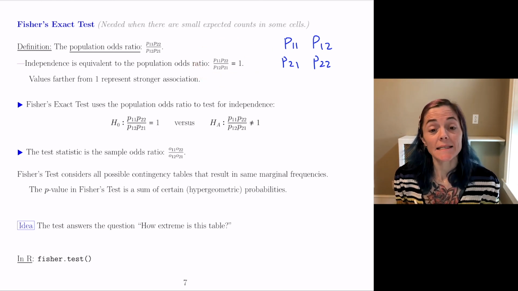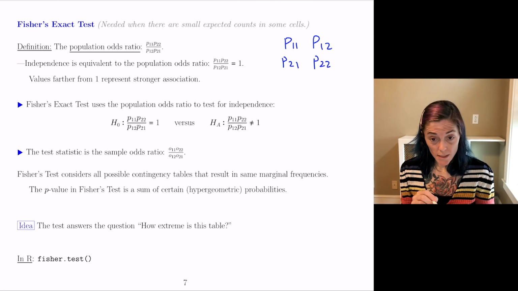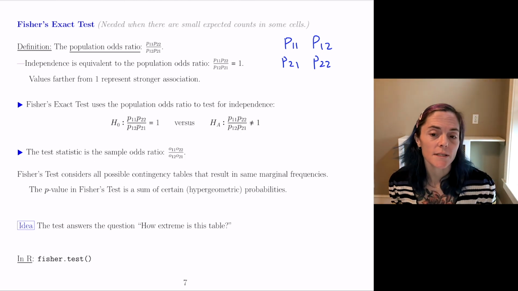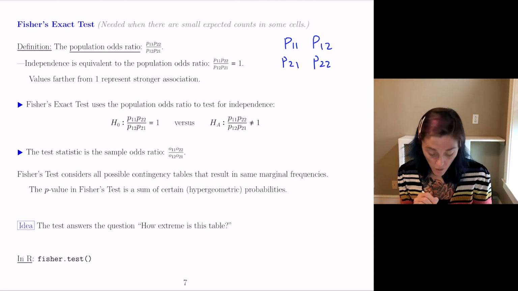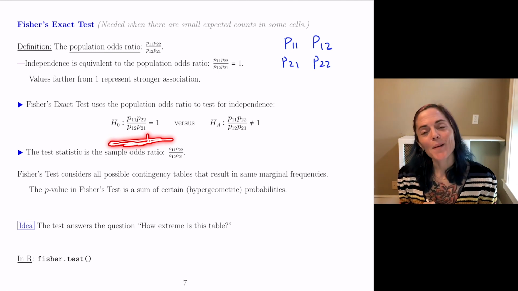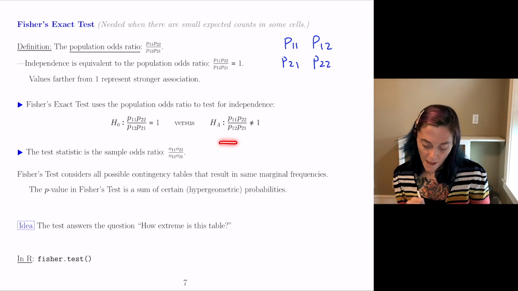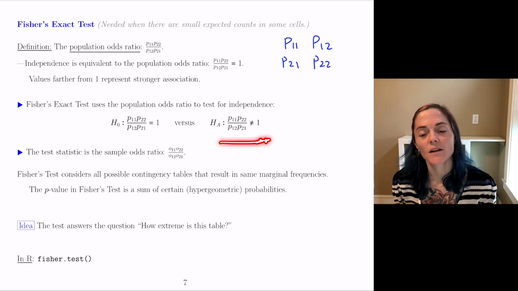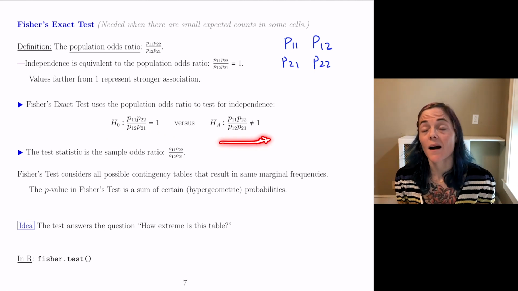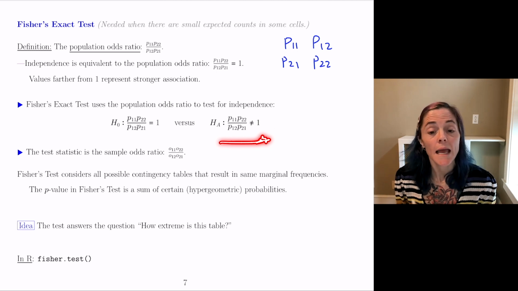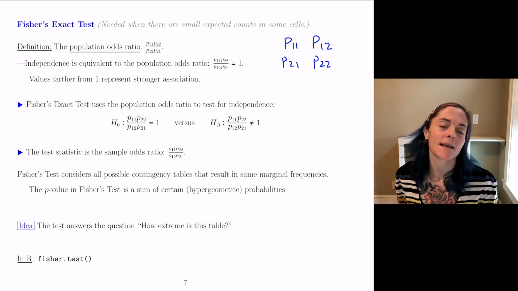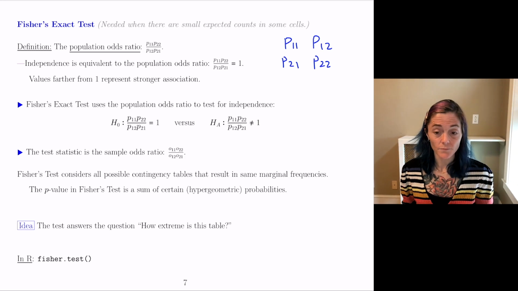So Fisher's exact test uses the population odds ratio to test for independence. The null here is that the population odds ratio equals 1. And then, at least in the two-sided case, the alternative would be that the population odds ratio is not equal to 1. The test statistic is the sample odds ratio.